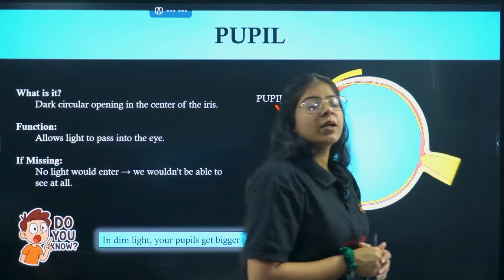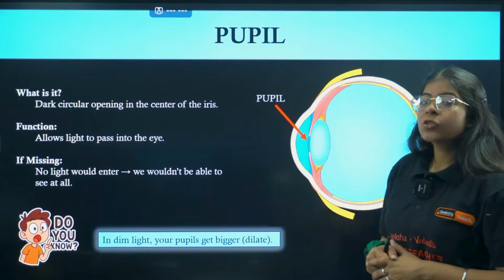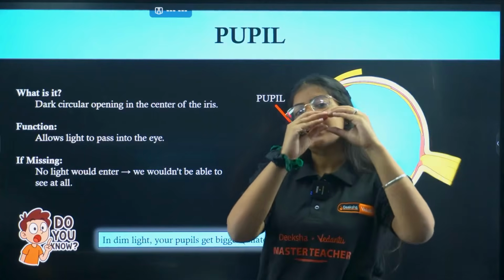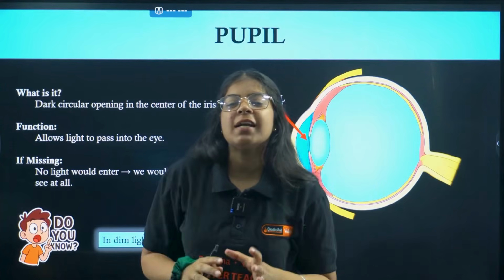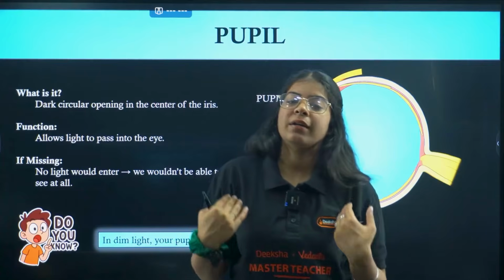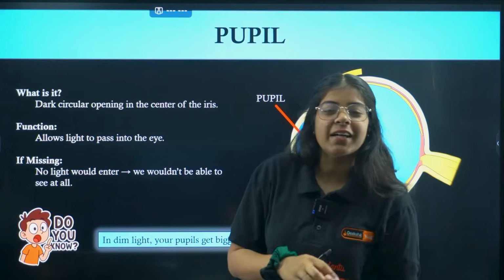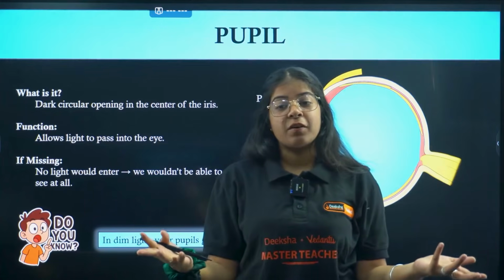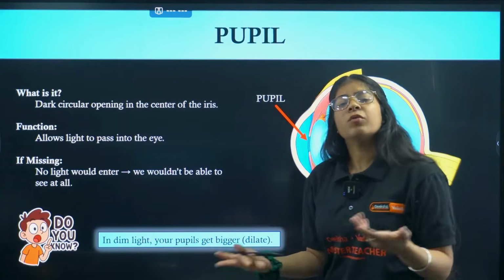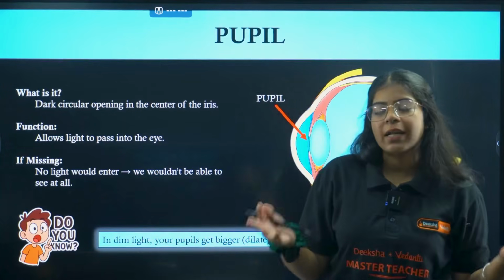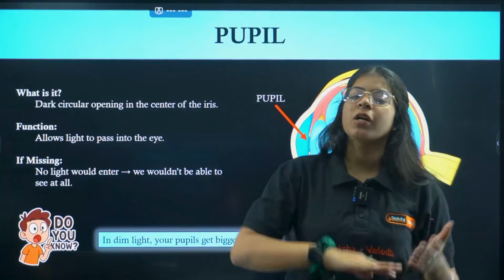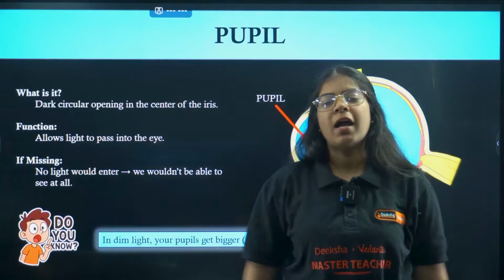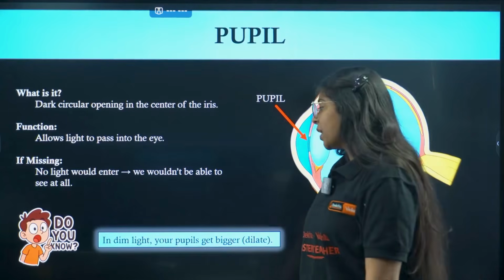What is it? What is it used for? So, that is the exact part which allows the light to enter into our eyes. If we don't have any pupil, light would not enter into our eye. Light needs an opening, right? So light would not at all enter into our eyes and we wouldn't be able to see.